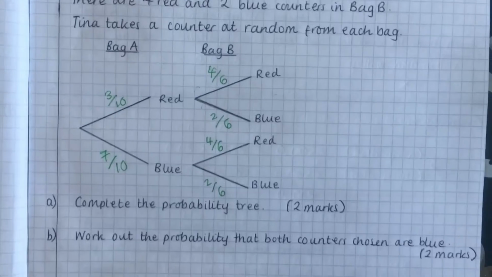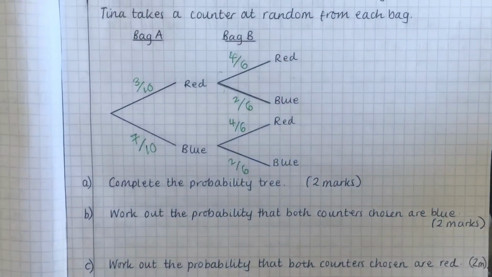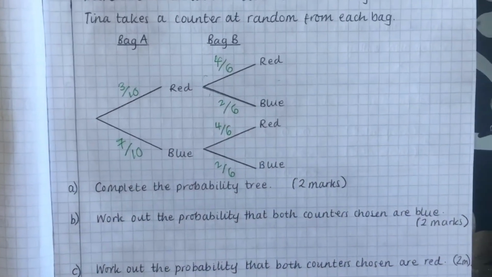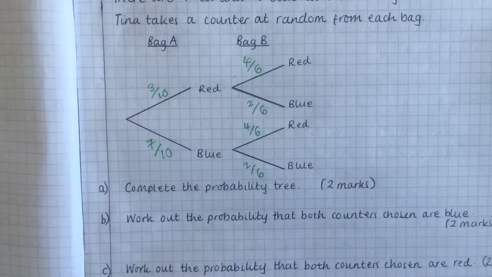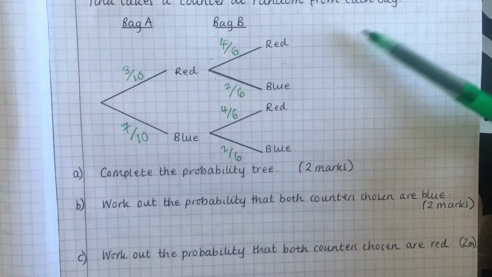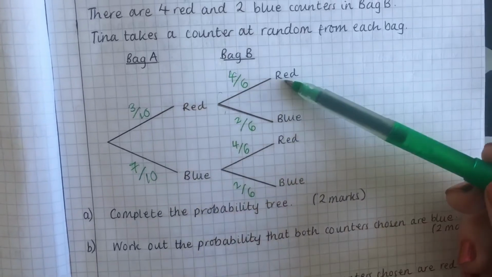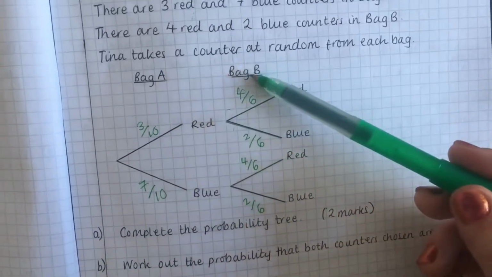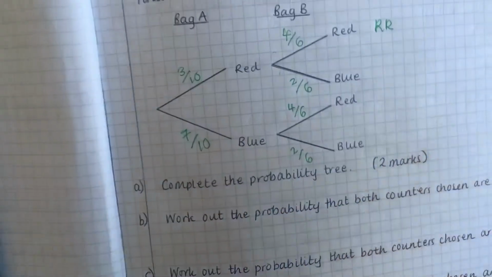Now part B is where it starts to get a little bit trickier, but I'm going to show you a method that helps. Before you start part B, what you should always do is work out the probability of each possible outcome. So, for example, the probability of getting red in bag A and red in bag B. I'm going to write down RR to represent red, red.